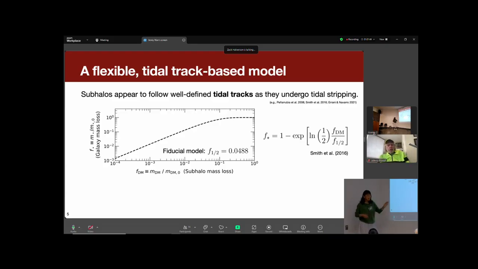If you have a lower value of F_1/2, then this turnover point happens further to the left, and your galaxy is more durable. If F_1/2 is larger, then this turnover happens further to the right, and your galaxy is more fragile. And in the Smith et al. work, they found that their galaxies were best described with this F_1/2 value of about 0.05. So that's what we use in our fiducial model.